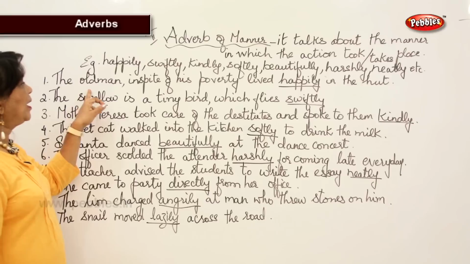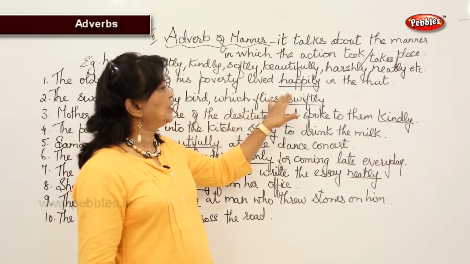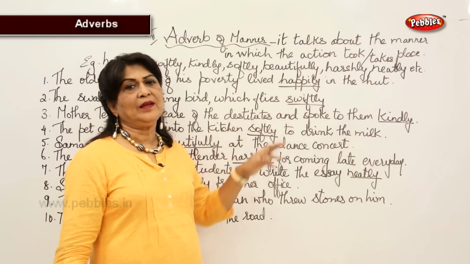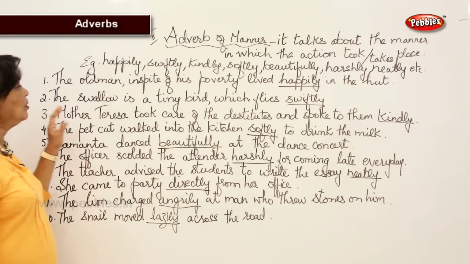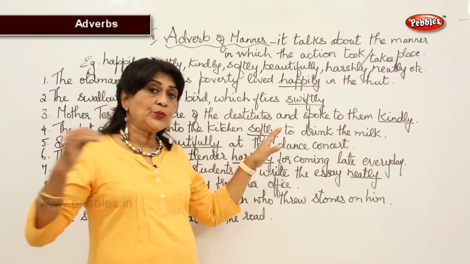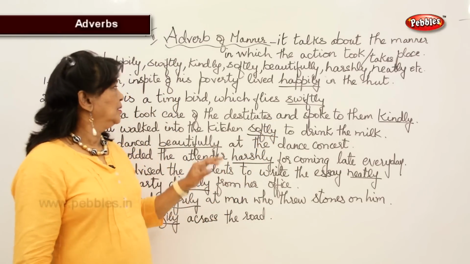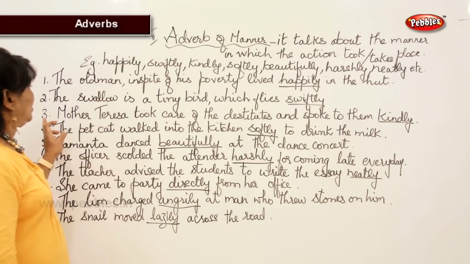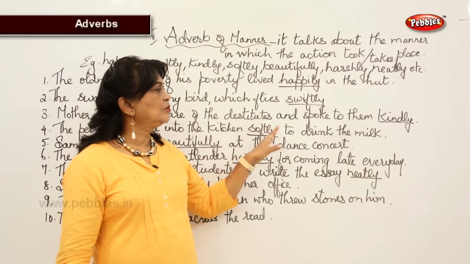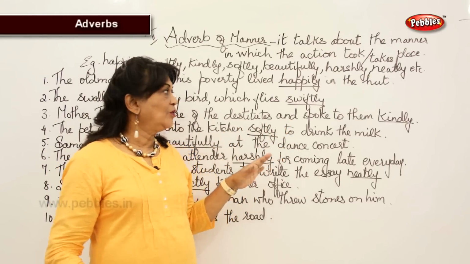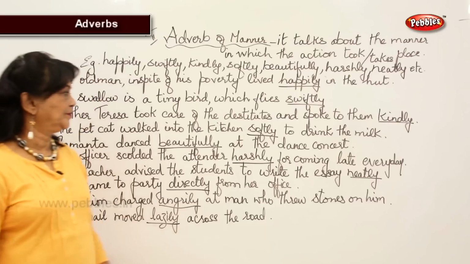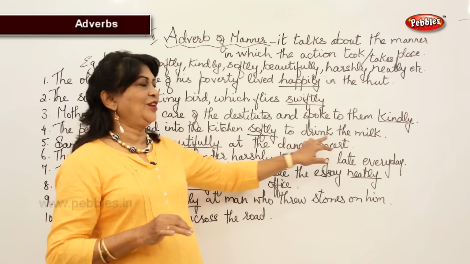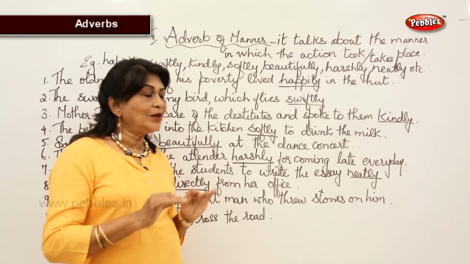Okay. The old man, in spite of his poverty, lived happily in the hut. How did the old man live? Happily. Next one. The swallow is a tiny bird which flies swiftly. Swiftly means very fast. Now, how does a tiny bird swallow fly? Swiftly. Mother Teresa took care of the destitute and spoke to them kindly. How did she speak to them? Kindly. The pet cat walked into the kitchen softly to drink the milk. How did the cat walk? Softly.